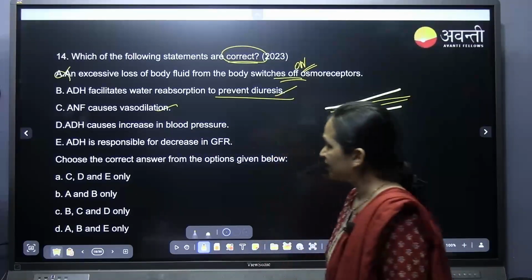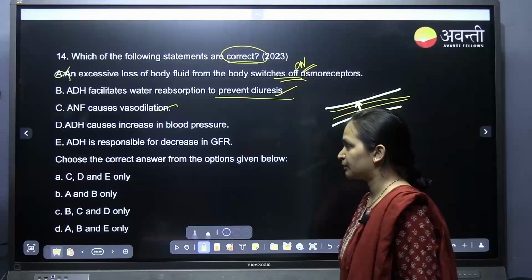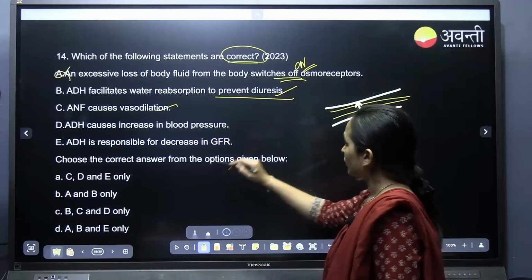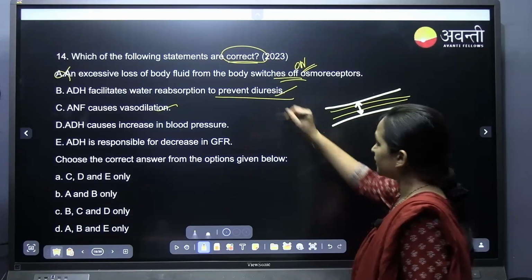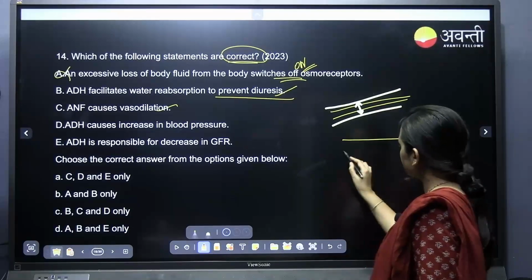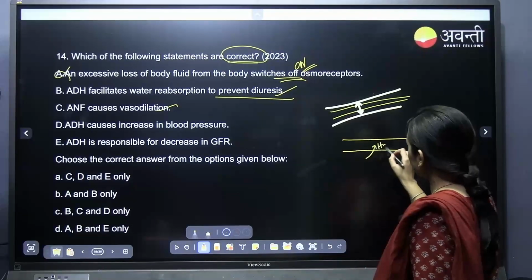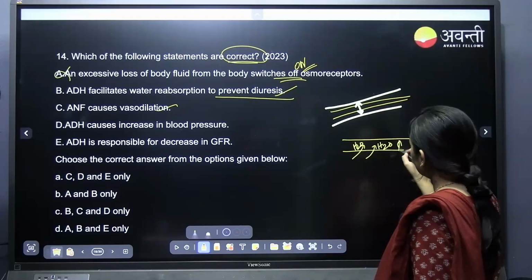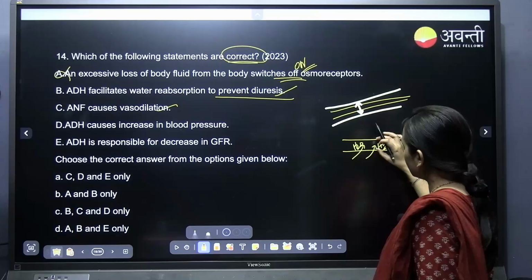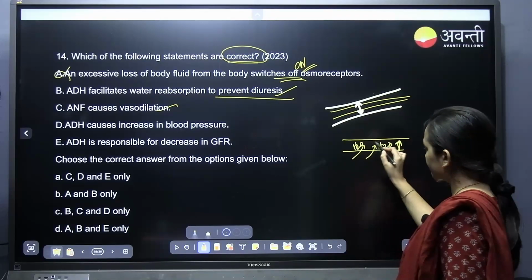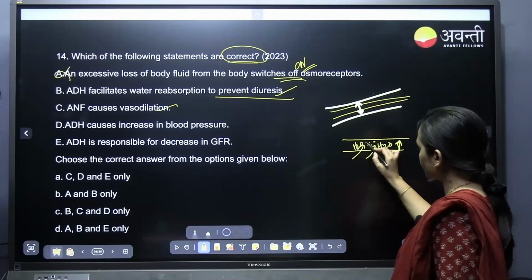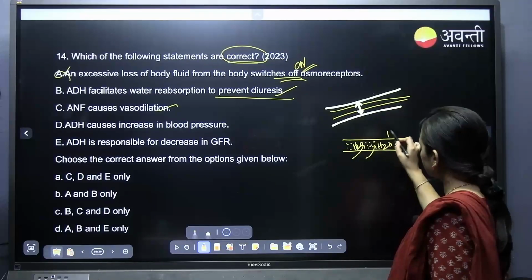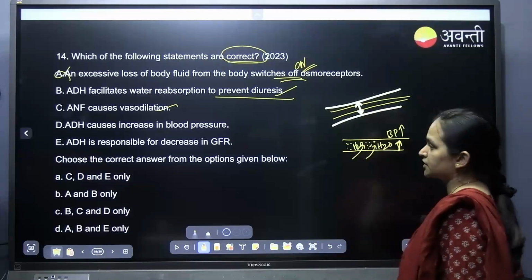It is true. ADH causes increase in blood pressure. How does it cause increase in blood pressure? If this is a blood vessel, reabsorption of H2O is taking place. It increases the volume here, and the same in the blood. When the volume increases here, then definitely it causes the blood pressure to increase.